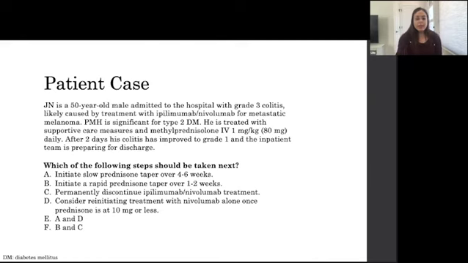And for time's sake, I will move on to the answer here, which is E, A and D. So you want to initiate a slow prednisone taper, and counseling the patient on the steroid taper is essential. Nurses will play a large role here, and it should be at least over 4 to 6 weeks. If a rapid taper is attempted, such as over 1 week, the side effect is likely to recur and perhaps even worse the next time.